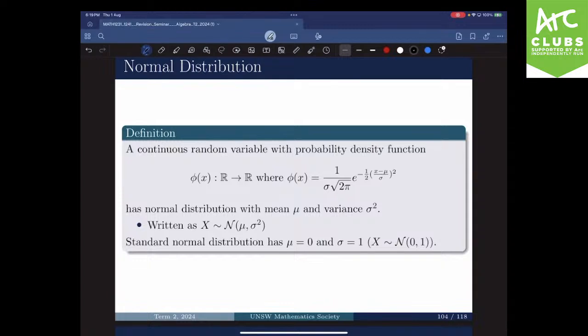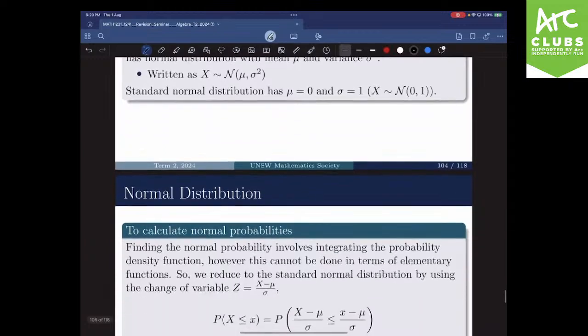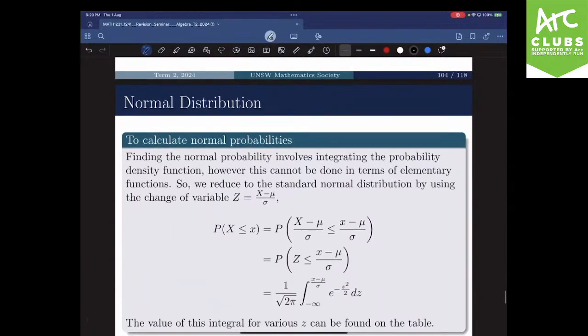A continuous random variable with probability density function, just a complicated looking function. Essentially, this is just the normal distribution. This is what a normally distributed function looks like. In this case, it has mean mu, variance sigma squared. But the issue with this, as we'll see in the next slide, is that integrating this function is very tedious.